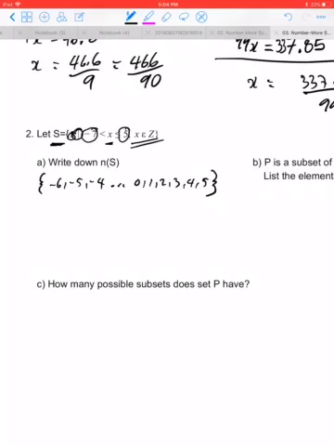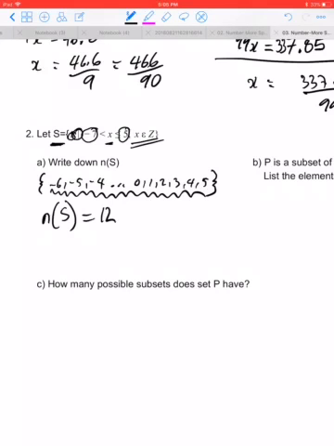Notice we use those curly brackets for sets. But look, n of S is how many are in the set, and there's 12. Okay. P is a subset, so a subset is any grouping of elements in the bigger set. So I could take 0 elements from set S, and that would be a subset. I could take all elements, and that would be a subset. So that's what we want here.